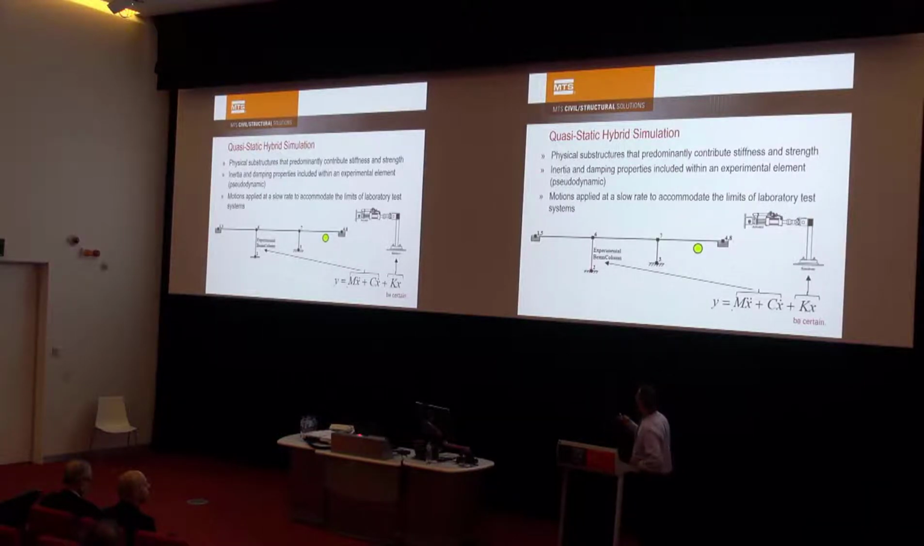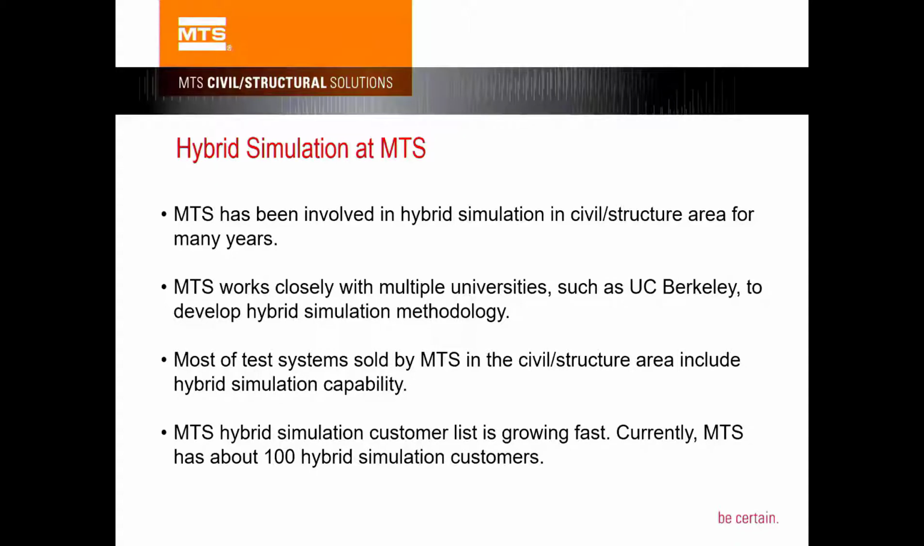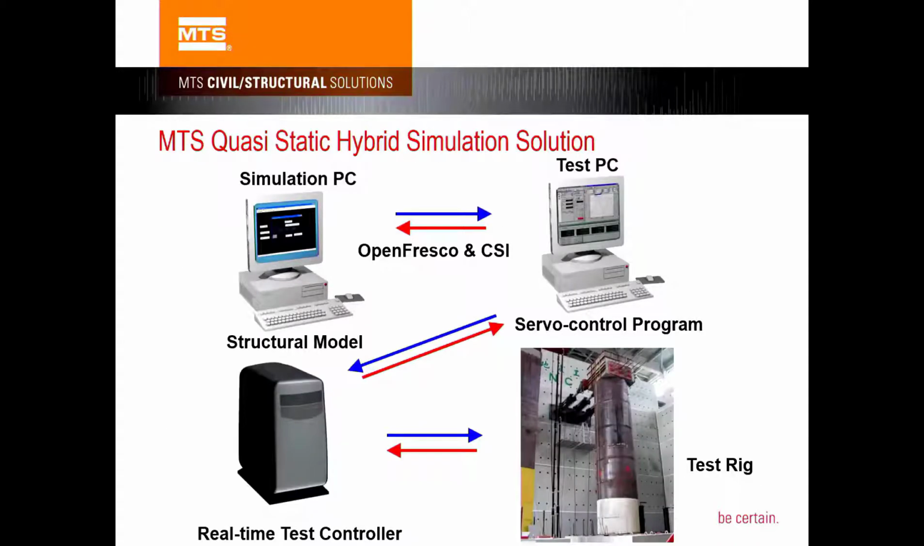So you can use slow actuators, and the hybrid test can take long. It doesn't matter because the test only provides the stiffness term.